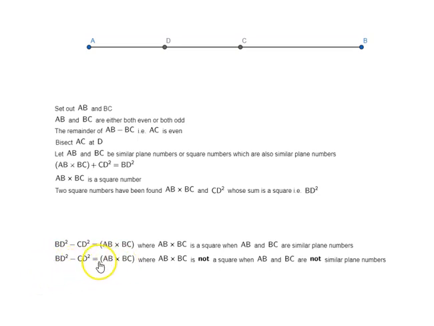same thing, BD square minus CD square is equal to AB times BC, where AB by BC is not a square when AB and BC are not similar plane numbers. So here when we set up these numbers, AB and BC, we have to make sure that they are both even, both odd, and they are similar plane numbers or square numbers which are also similar plane. That is lemma 1. Now let's look at lemma 2.